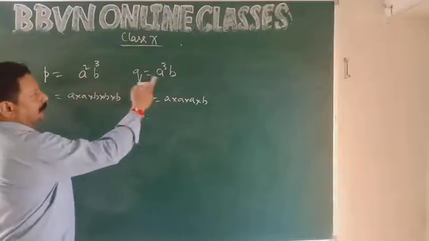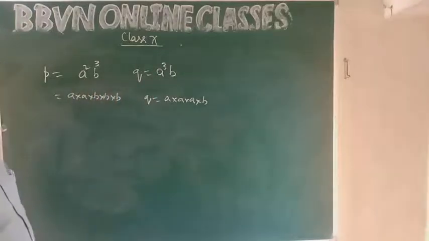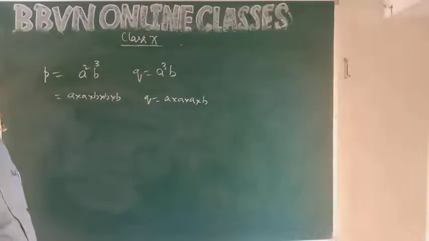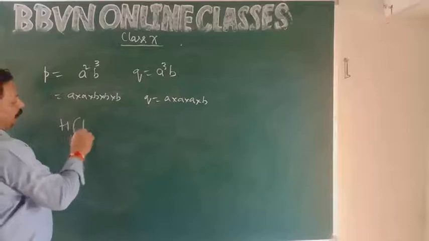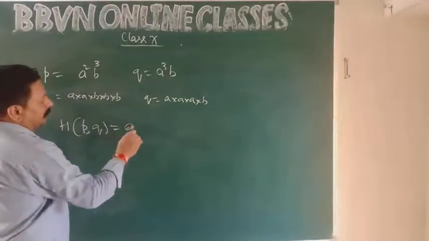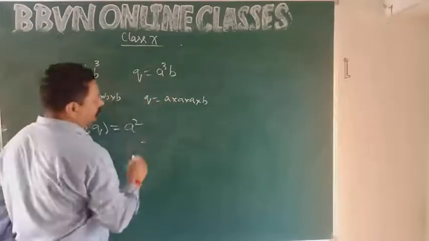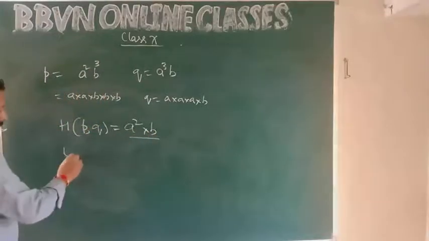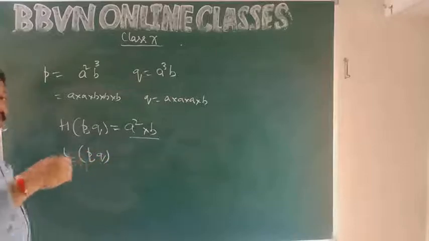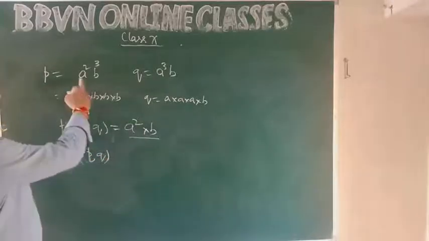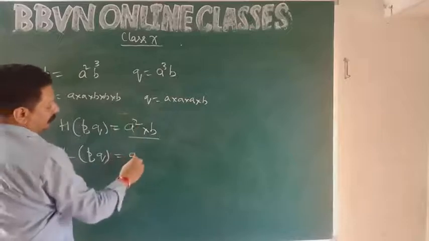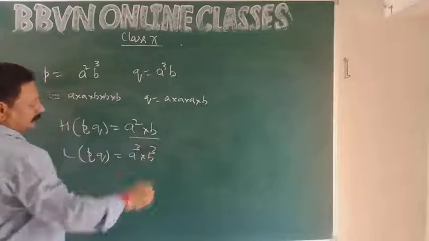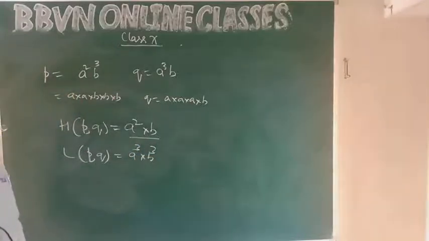A is present in both P and Q. Here it is a square, here it is a cube. Which is smaller, a square or a cube? A square. So the HCF of P and Q will be a square. Which is smaller, b cube or b? B. So this is the HCF. And when you take the LCM of P and Q, the largest power will be considered. What is the largest power of a square and a cube? A cube. Of b cube and b? B cube. This is the LCM of these numbers.